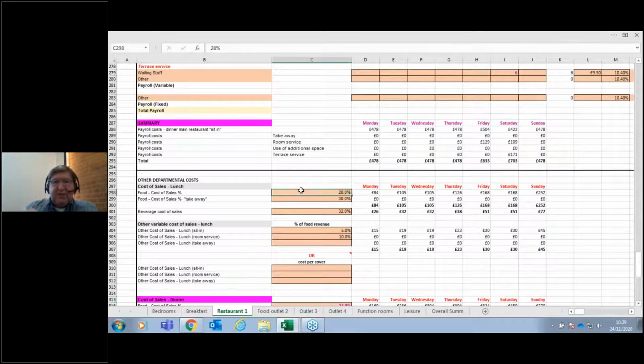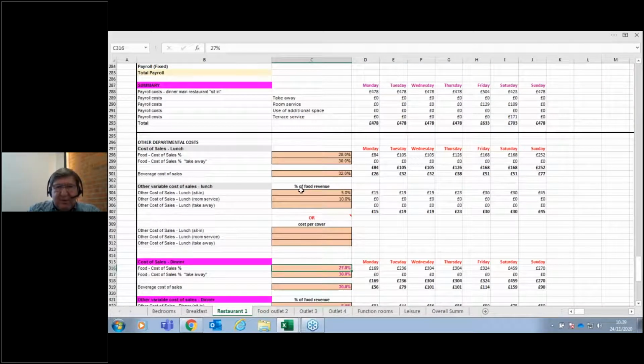Cost of sales for food at lunchtime. We're not offering takeaway, there's 30% in there anyway. Beverage cost of sales 32%. Other variable costs for lunch, for sit-in 5%, for room service 10%. Maybe it's packaging that's being put in so that we're not using plates, for example.